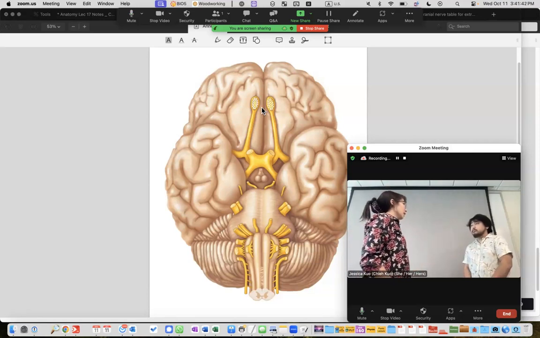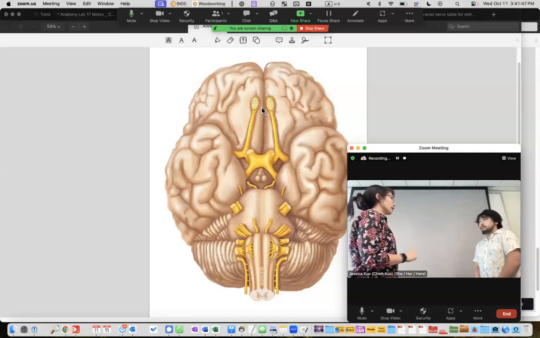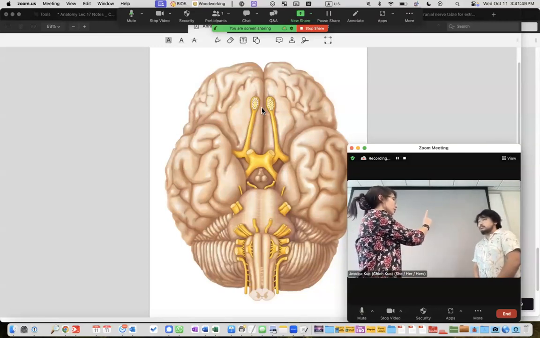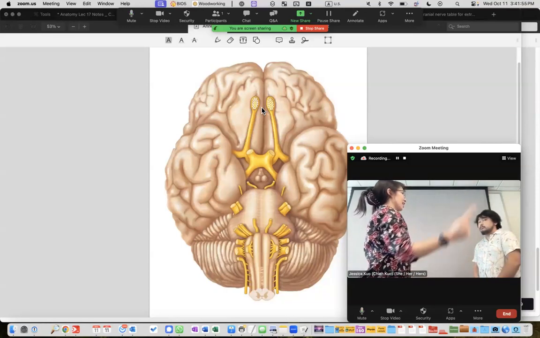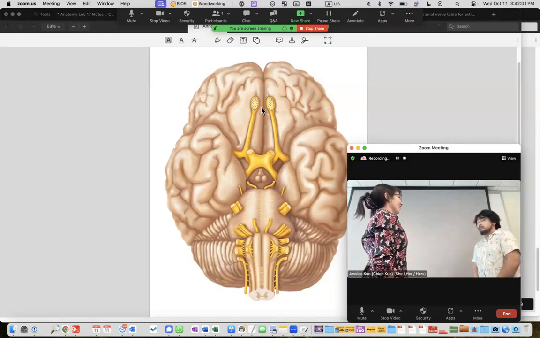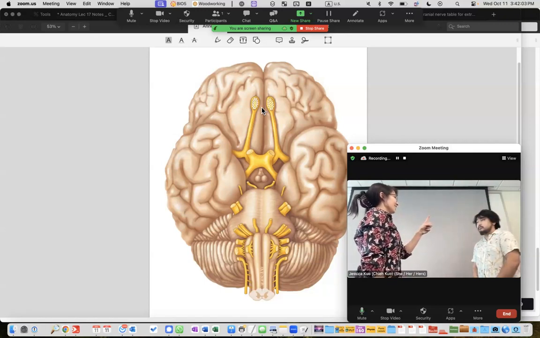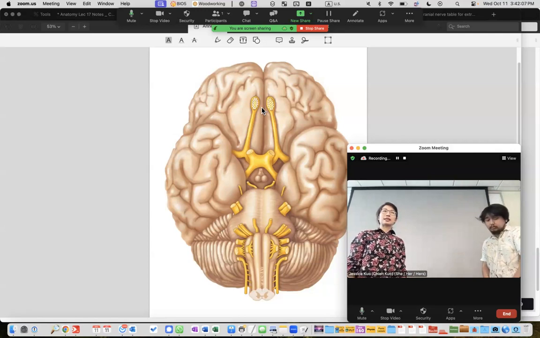Okay, so I'm going to have you keep your head straight and then use your eyes to follow my finger. So I start drawing this H shape. Okay. Great. Awesome. So those are your cranial nerve 3, 4, and 6.